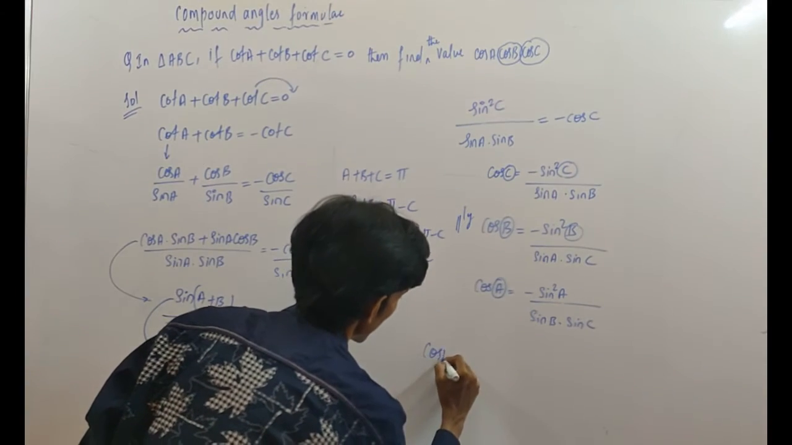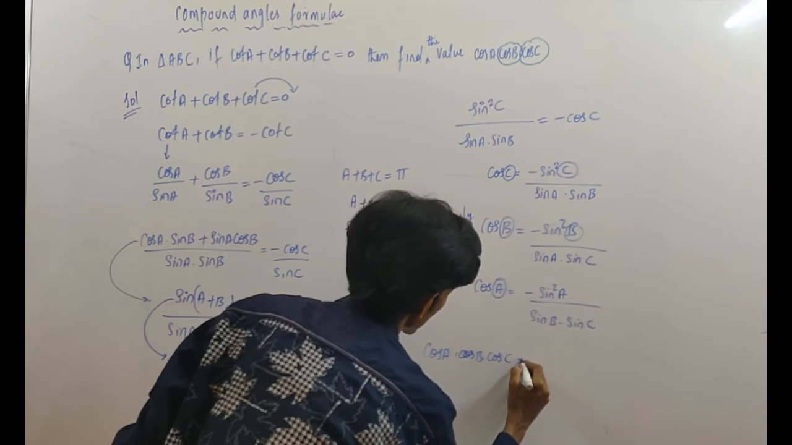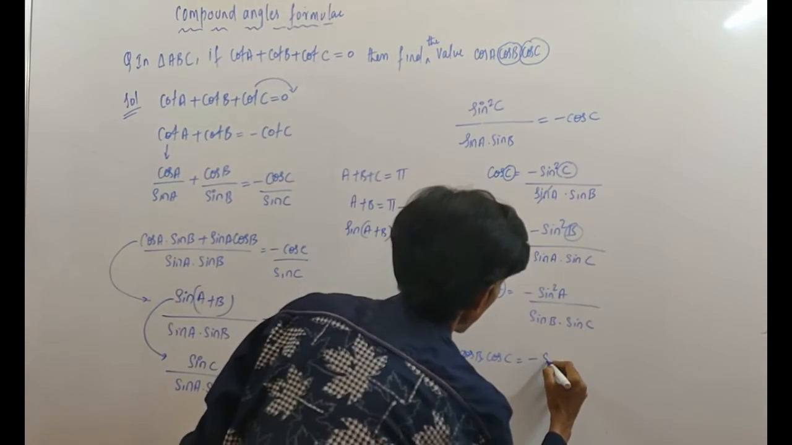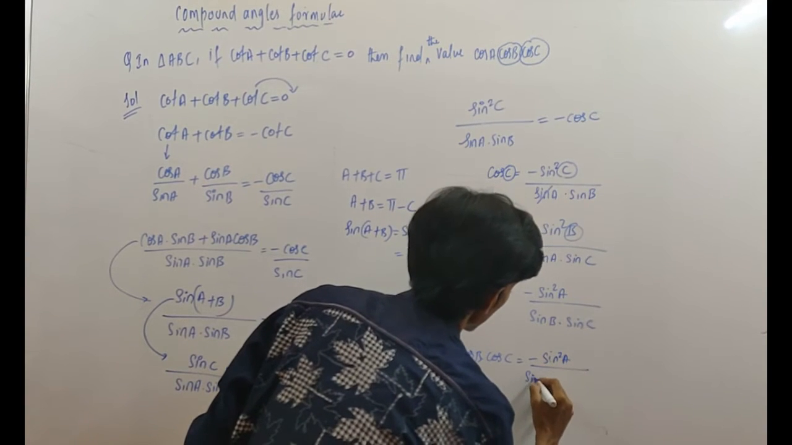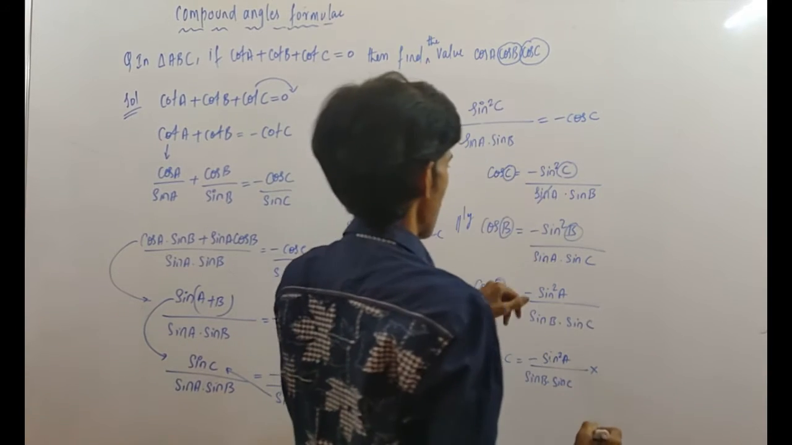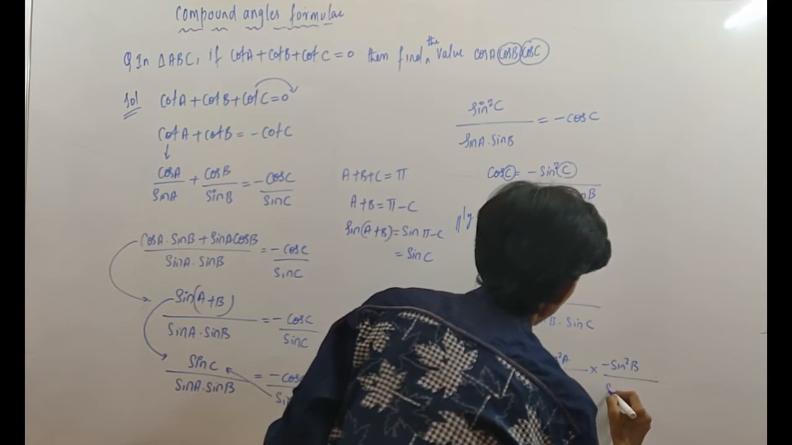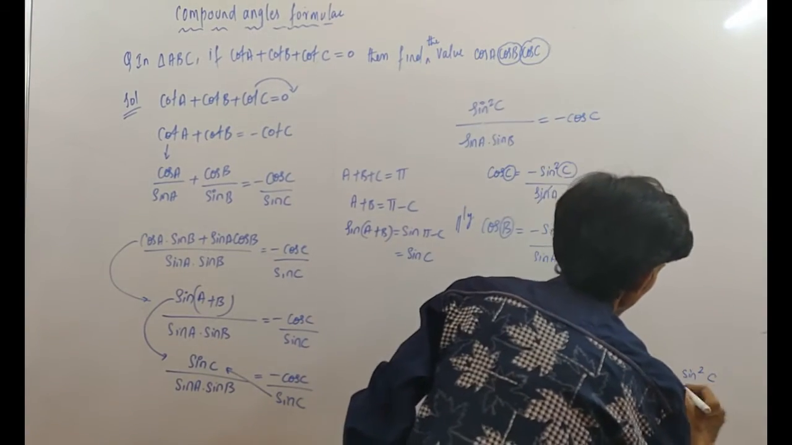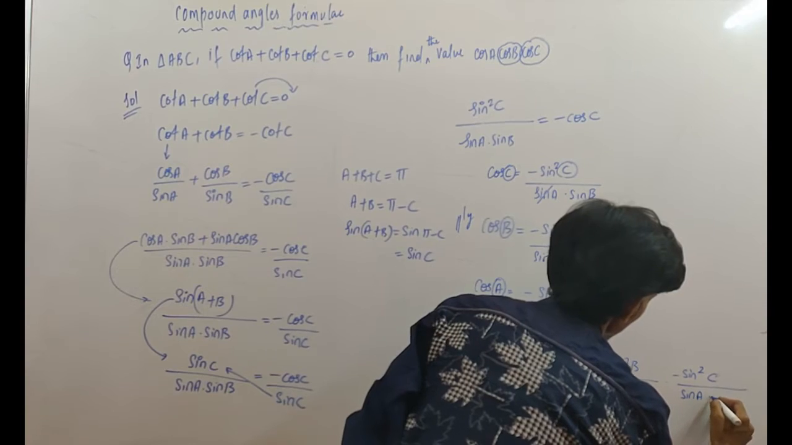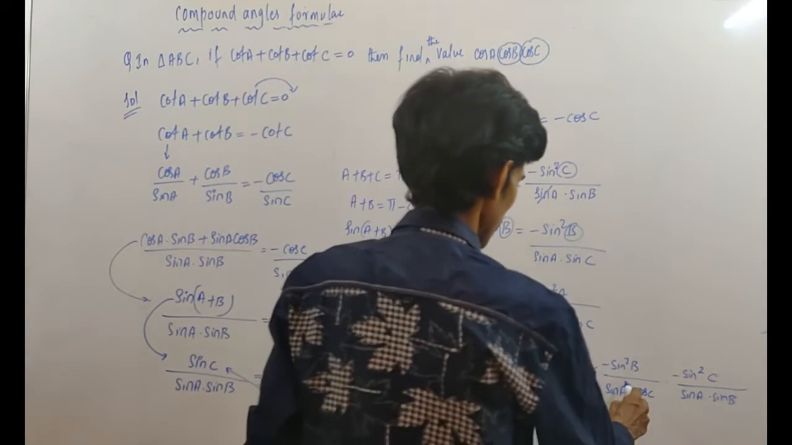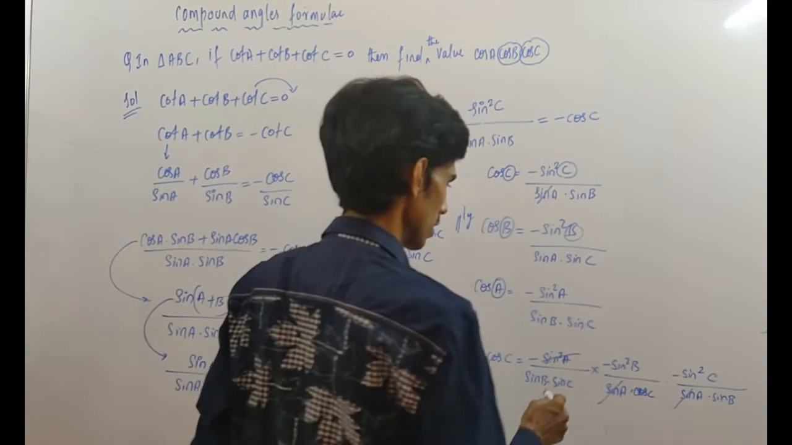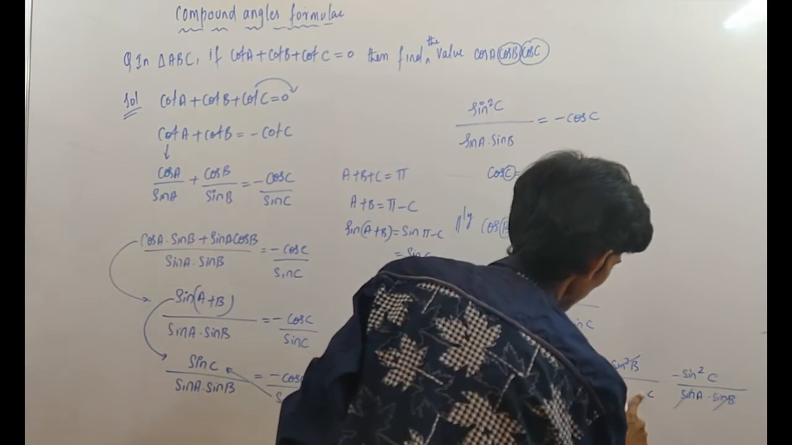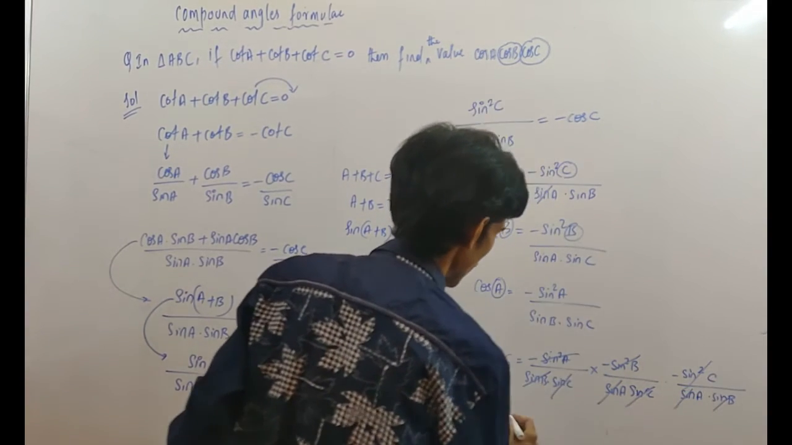Multiply these, it will become cos A into cos B into cos C is equal to minus sine square A divided by sine B sine C, into minus sine square B divided by sine A sine C, into minus sine square C divided by sine A sine B. Now the sine terms will get cancelled with each other, and the result will become minus 1.